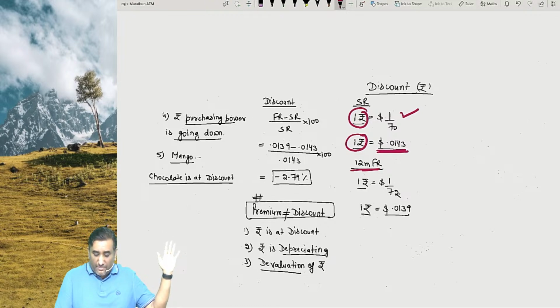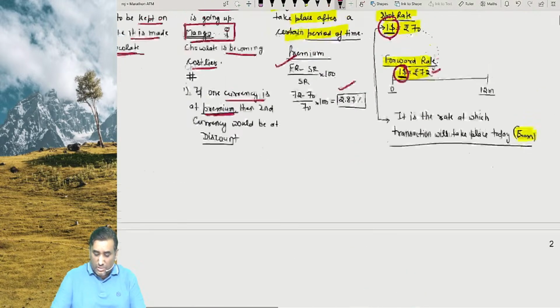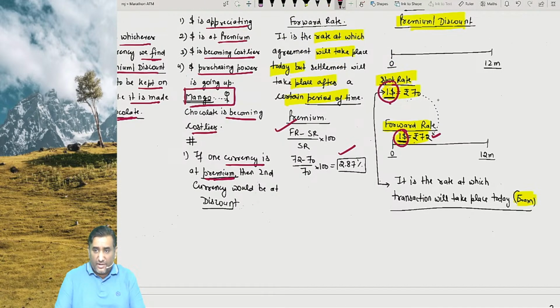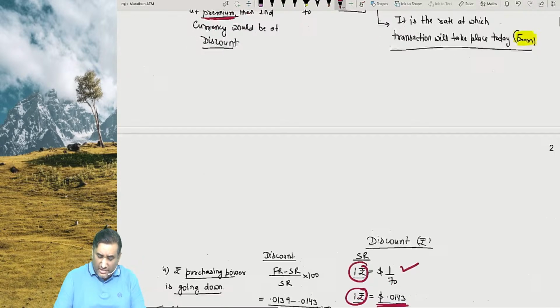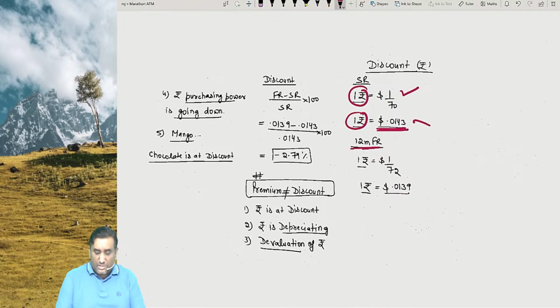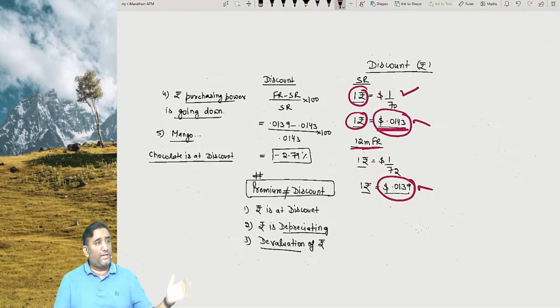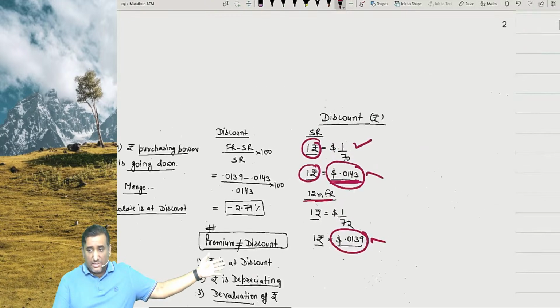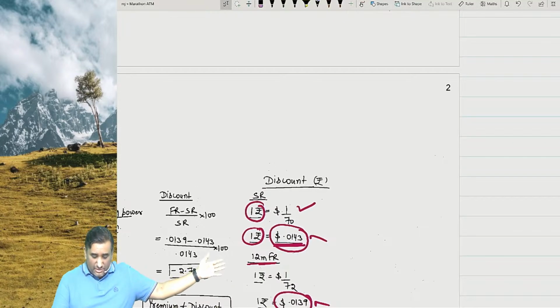Forward rate was 1 divided by... sir, how did we write this? If this was $1 = 70 rupees, so the opposite will become 1 by 70 and this will become 1 by 72. So one chocolate today comes in $0.0143. The chocolate will start coming in 0.0139. Prima facie you can make out from here that what was coming in 0.0143 will start coming in 0.0139. It means the chocolate is cheaper. Chocolate in this particular sentence is rupee. So rupee has become cheaper here.